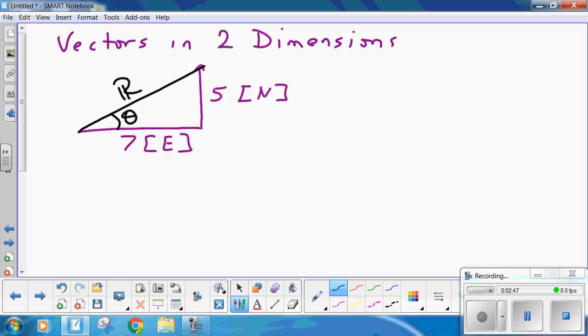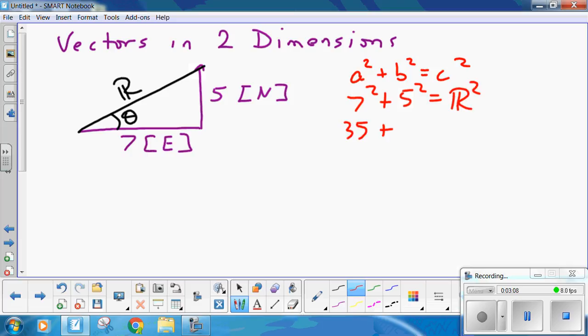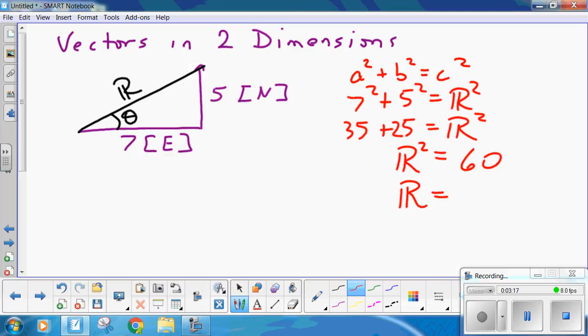Now I need an angle. So what's the resultant? What's the length? Well, how do you solve the hypotenuse of a right angle triangle? It's a Pythagoras. Or in this case, 7 squared plus 5 squared equals resultant squared. 35 plus 25 equals the resultant squared. The resultant squared is 60. So the resultant is the square root of 60.